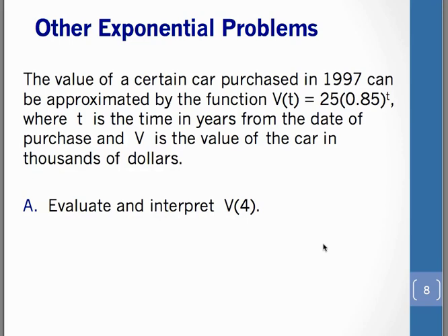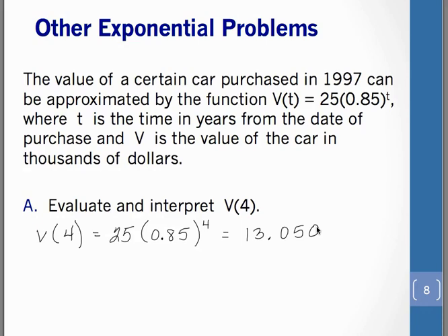So the first thing we're asked to do is simply to evaluate and interpret v of 4. So if we want v of 4, we can simply do that on our calculators. I'll give you a second to do that. So when you go ahead and do that, you should come out with about 13.050. So that's what v of 4 is equal to.